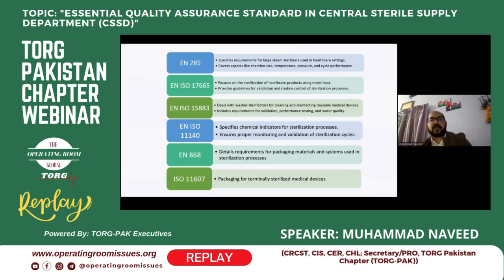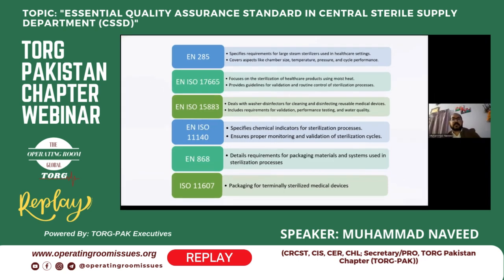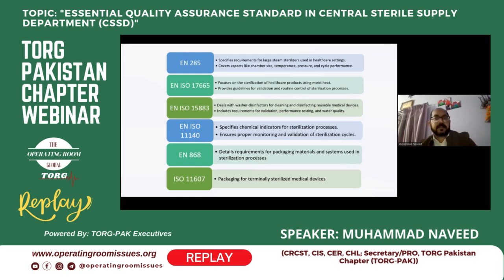That standard tells us about the validation of our machines, and it also tells us which indicator we have to use to validate that process. Suppose we have a minor repair or a major repair, this standard tells us what we are doing. If we have a minor repair, or if we are going for a major repair, how can we streamline the pipeline after the repair to bring the sterilizer back.